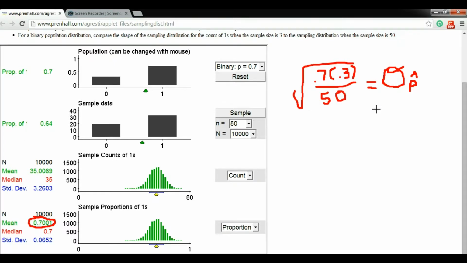What we're going to be looking at in this chapter is hypothesis testing. And when we do hypothesis testing, we're going to be hypothesizing what p is. So we can now find the standard deviation, because if we hypothesize what p is, then we can hypothesize what q is. And this standard deviation will work for every single sample distribution for proportions that has a p-value of 0.7 with a sample size of 50.